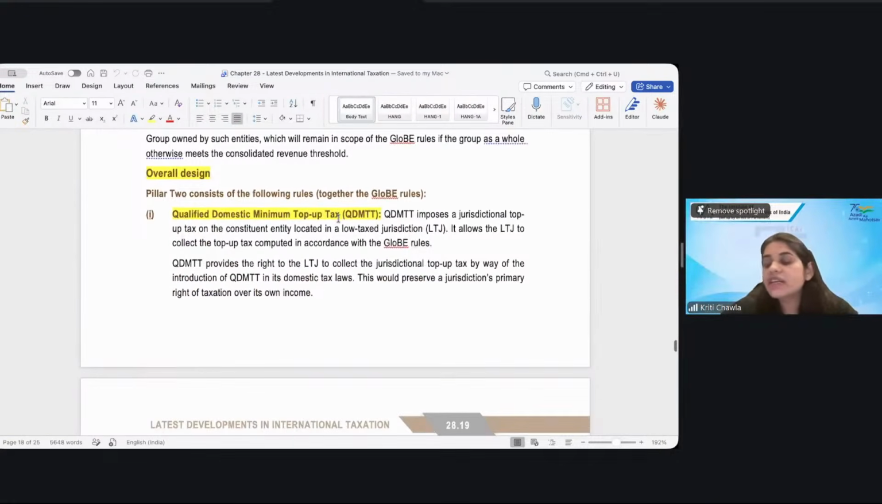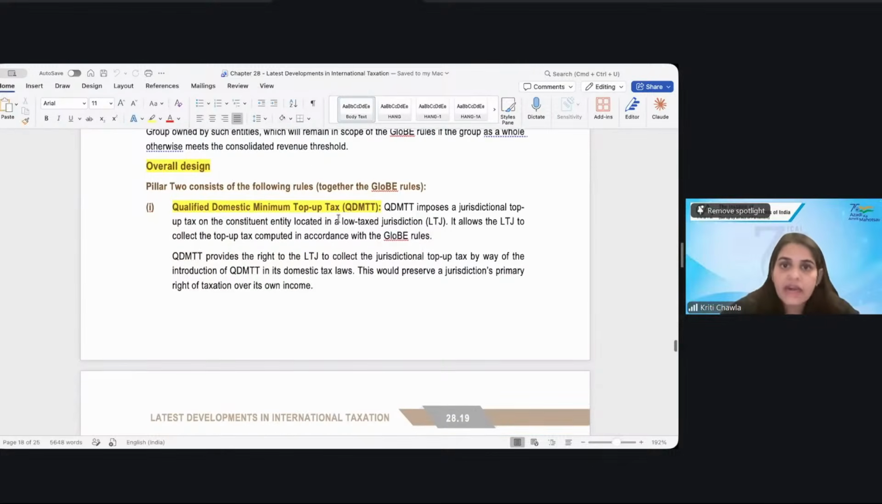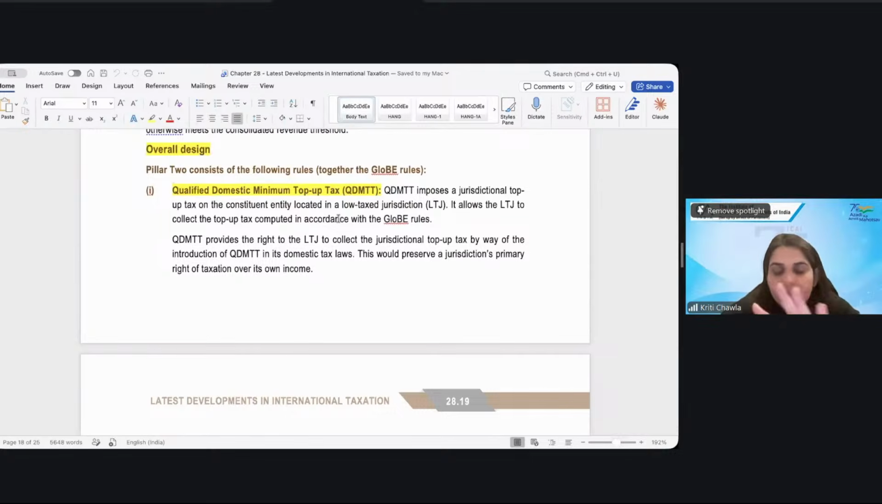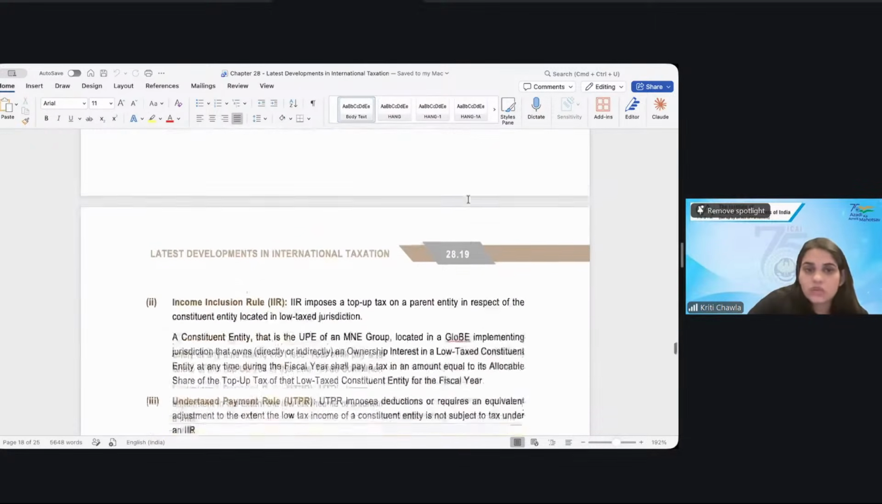Now, Pillar 2 consists of the following rules. Together with GloBE rules, they also have something called the qualified domestic minimum top-up tax. This is also one of the things that they have. Now, what is QDMTT? Well, this is more like a jurisdictional top-up tax on the constituent entity if it is located in a low tax jurisdiction. The top-up tax is computed in accordance with the GloBE rules.